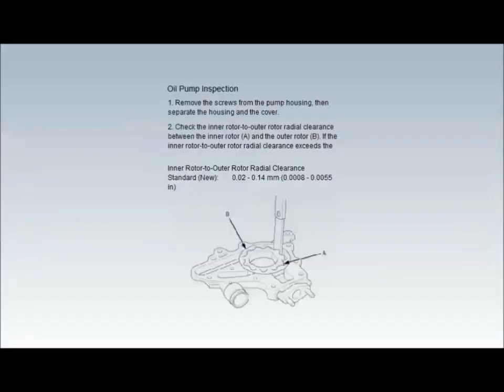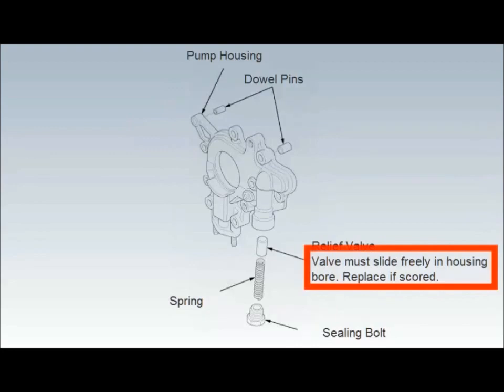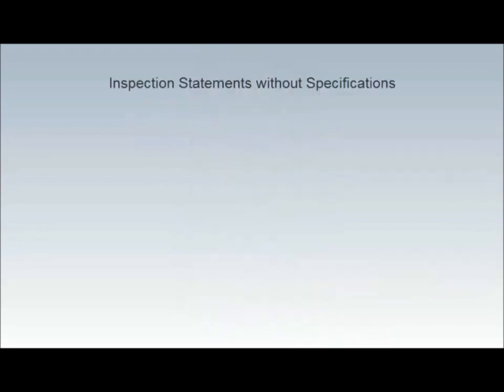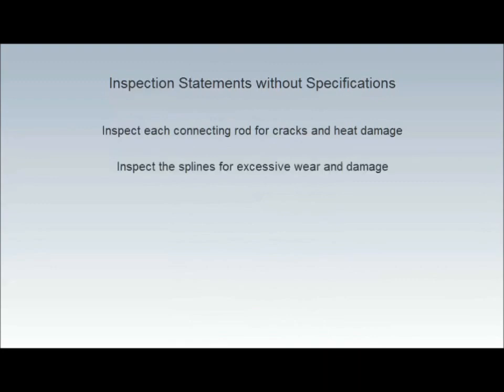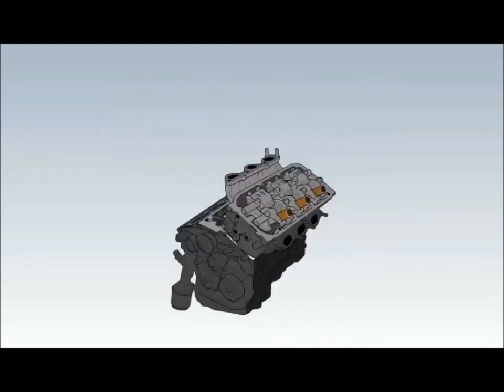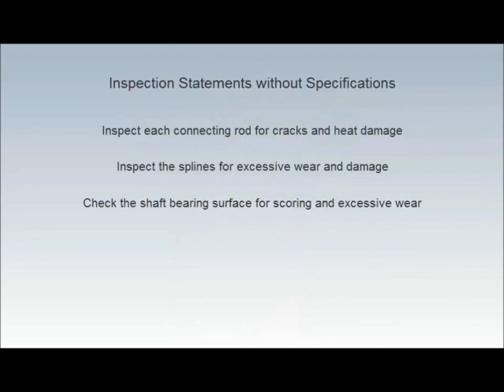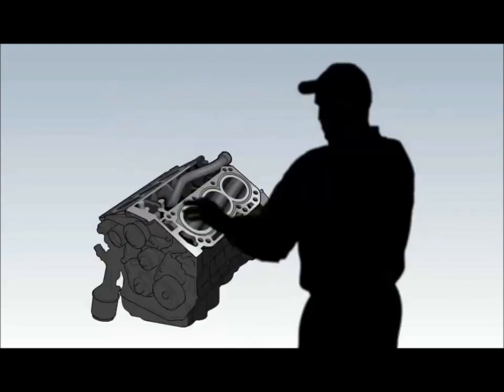The engine section of the service manual includes inspection procedures and measurement specifications for many engine parts. But there are also sections that do not provide specifications. Looking through the service manual, we can find the following statements. Inspect each connecting rod for cracks and heat damage. Inspect the splines for excessive wear and damage. Check the shaft bearing surface for scoring and excessive wear. When you encounter such statements, you must visually inspect each component and make replacement decisions without the benefit of specific pass and fail criteria. This module provides guidance on how to perform these visual checks.